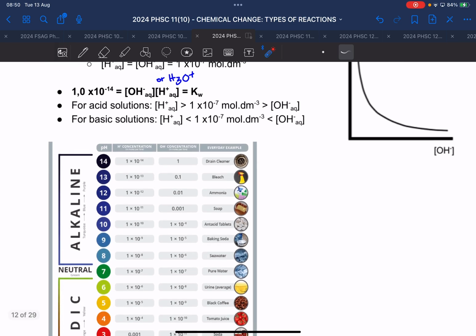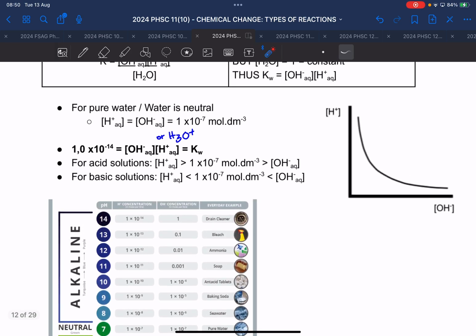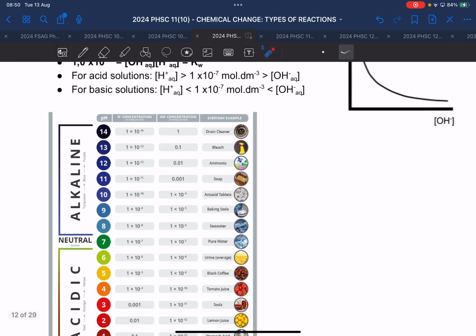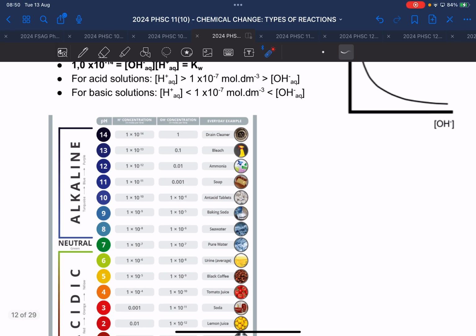Okay. Now, I said if I say acid, you say what, Courtney? If I say acid, you say? Hydronium ion. Okay, the same thing as the hydronium ion is the hydrogen ion. They both mean the same thing.